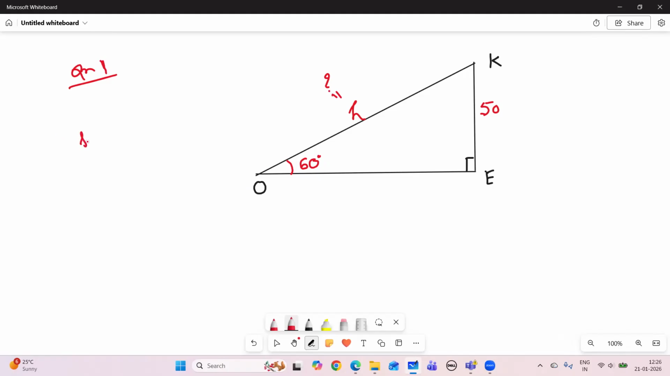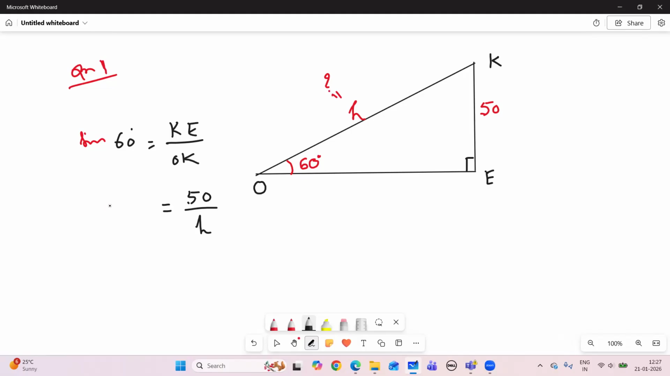So therefore, we have sine 60 degrees is equal to opposite side KE by hypotenuse, that is OK. Sine theta, if I call this theta, is opposite side KE by hypotenuse. The side in this triangle opposite this angle is KE. So KE is the opposite side for this angle. And let us substitute the values of KE and OK. KE is 50 units. By OK, let us write small h. And sine 60 degrees.